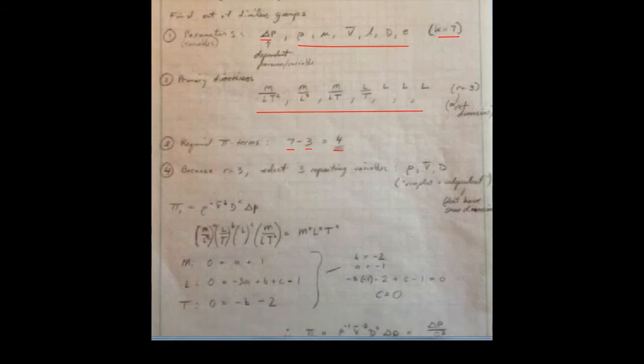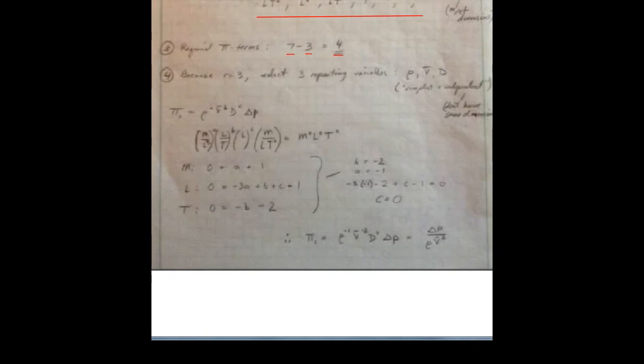So we need to choose 3 repeating variables. And remember, we try to choose the simplest ones without making them too similar. The simplest one would be maybe diameter, because that just has units of length. The next simplest one would be velocity, length per time. And then you have to pick another one that would not be L because it's too similar to diameter. So we'll pick density, which has slightly simpler units than viscosity.